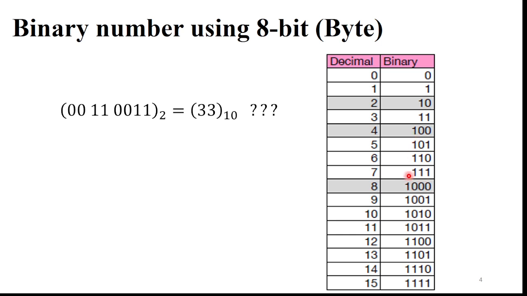So the binary system uses only two digits, 0 and 1. You can see here in the binary column we have just zeros and ones.